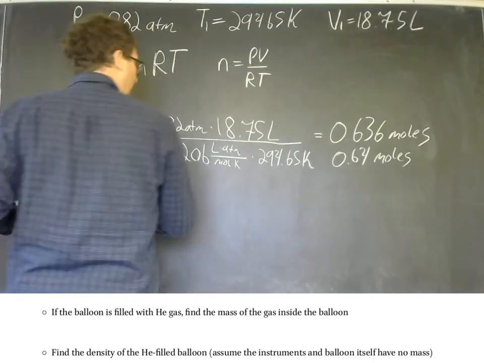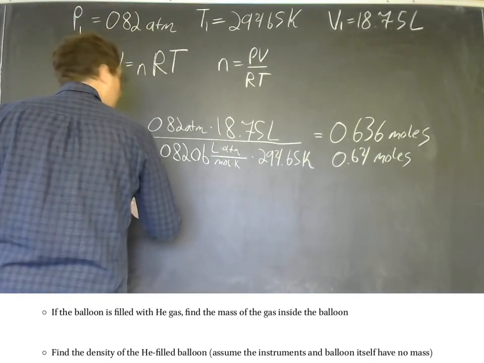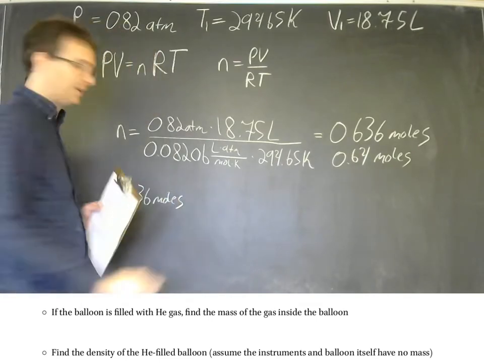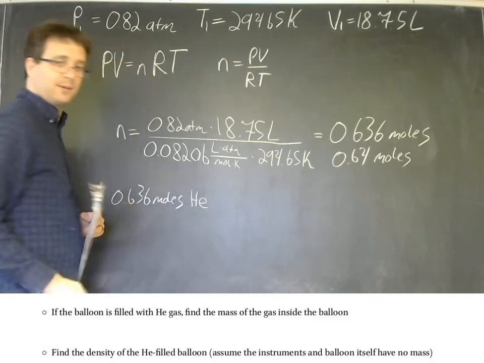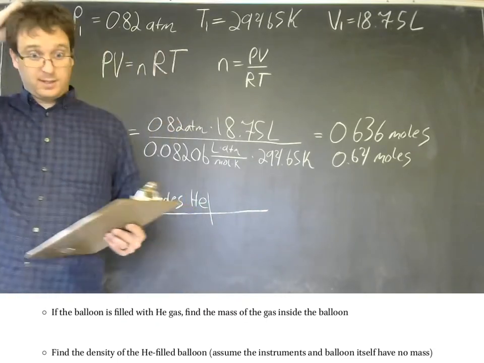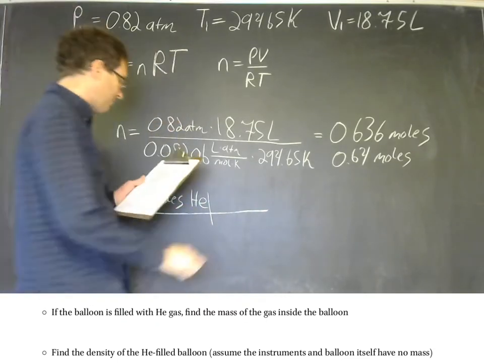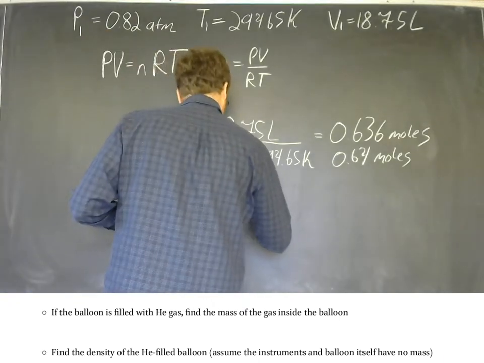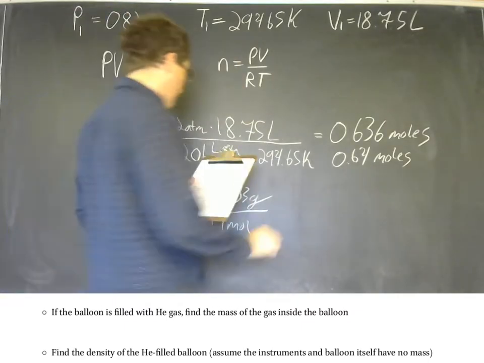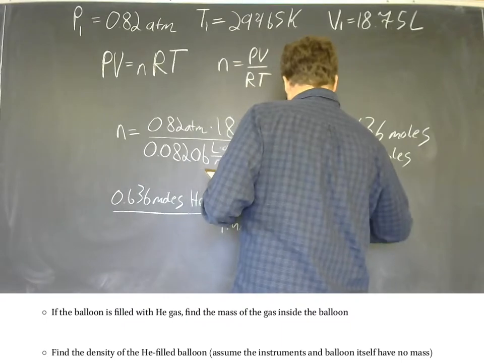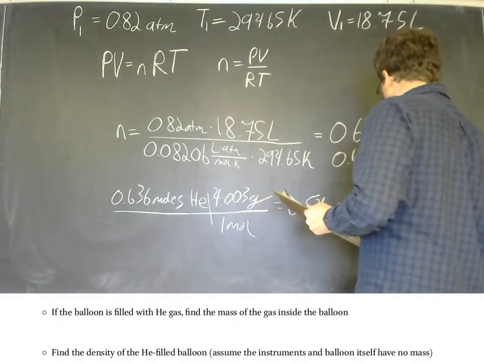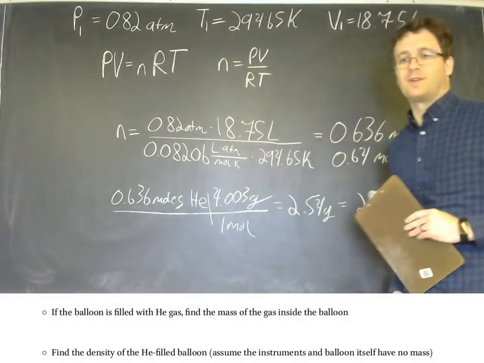Well, we know that we have 0.636 moles, and if it's filled with helium gas, then that is moles of helium atoms. And looking on the periodic table, we can see that the atomic weight of helium is 4.003 grams for every 1 mole. And that gives us 2.54 grams, or 2.5 grams with only the 2 sig figs.